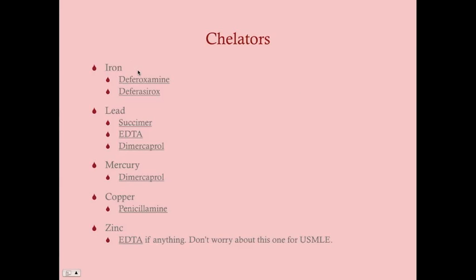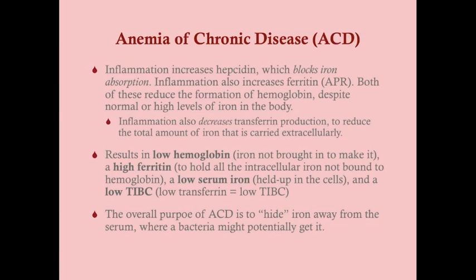Okay, anemia of chronic disease. The basis of anemia of chronic disease is twofold. I only wrote one of them down because it's the more important one, but there are really two things going on here. First, you have inflammation, and that inflammation increases the amount of hepcidin. Hepcidin is an acute phase reactant, and what hepcidin does is it blocks iron absorption. It doesn't directly block iron absorption, but essentially it reduces the absorption of iron. So hepcidin blocks iron absorption, and there's more hepcidin when you have an inflammatory state.